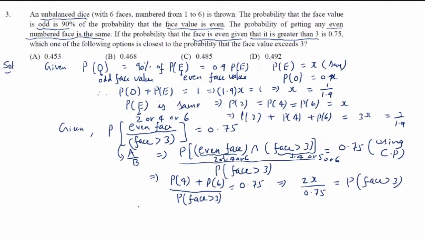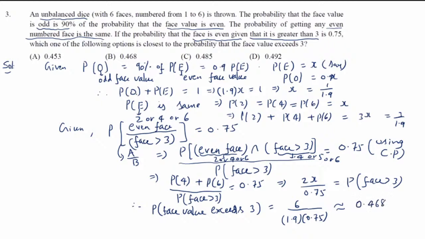So face greater than 3 can also be expressed as face value exceeds 3. Exceeding means greater than. Face value exceeds 3 is equal to 2 times x. That is 2 into 3, 6, divided by 1.9 into 0.75. This is approximately 0.468. Accordingly, the answer is option B.